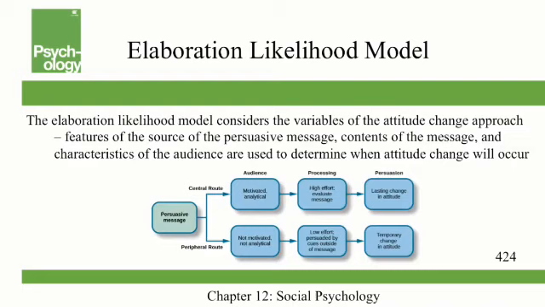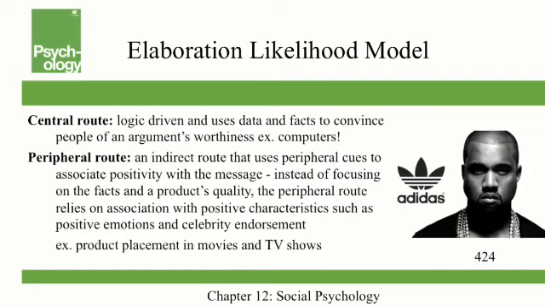The importance of psychology. The elaboration likelihood model considers the variables of the attitude change approach. Features of the source of the persuasive message, contents of the message, and characteristics of the audience are used to determine when attitude change will occur. And there are two main routes for delivering a persuasive message, the central route and the peripheral route. The central route is logic-driven and uses data and facts to convince people of an argument's worthiness.